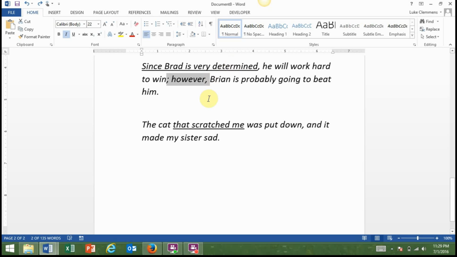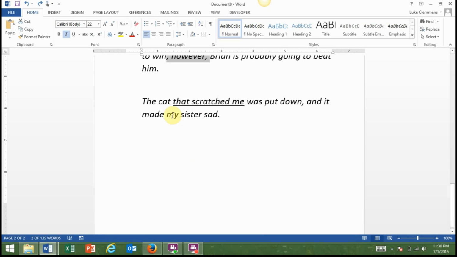Okay, the cat that scratched me was put down, and it made my sister sad. I'm not sure why this one's on here, but either way, it is a compound complex sentence. Okay, the cat was put down, independent clause. That scratched me, subordinate or relative clause. It made my sister sad. And we're using a comma conjunction to connect these two independent clauses.